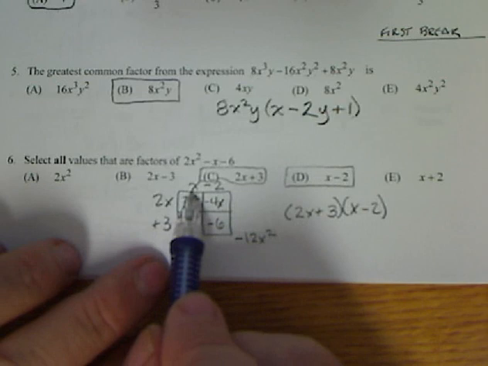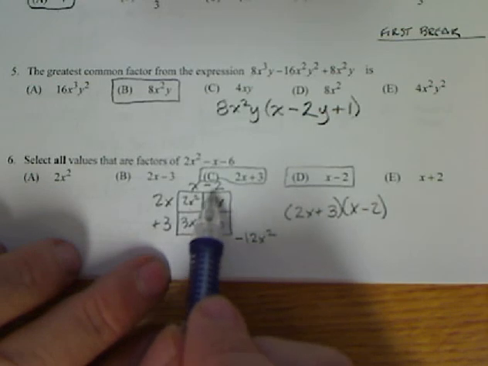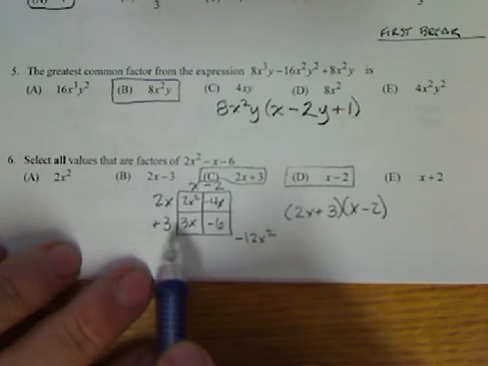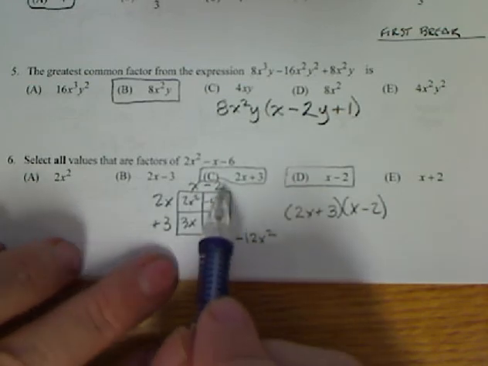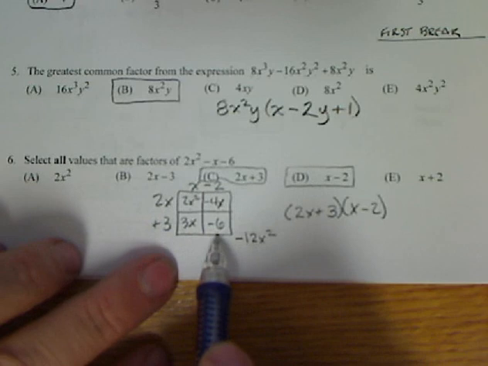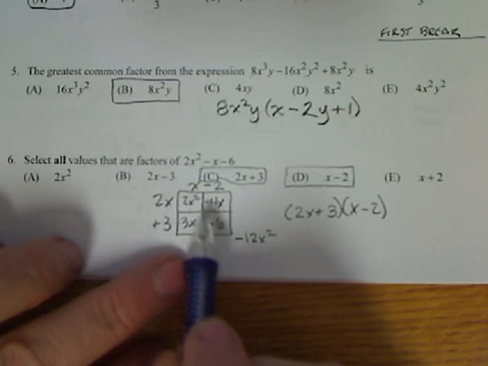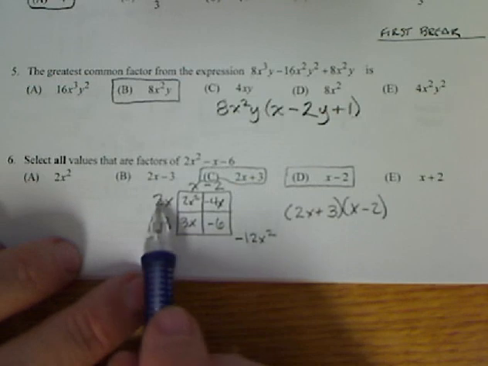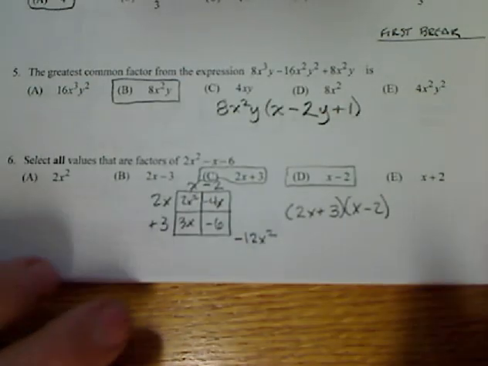2x times x gives me 2x squared. This becomes negative 2. 2x times negative 2 is negative 4x. x times 3 is 3x. Then negative 2 times 3 is negative 6. That kind of acts as a check to make sure you did it correct. So my factors are 2x plus 3 and x minus 2. So C and D.